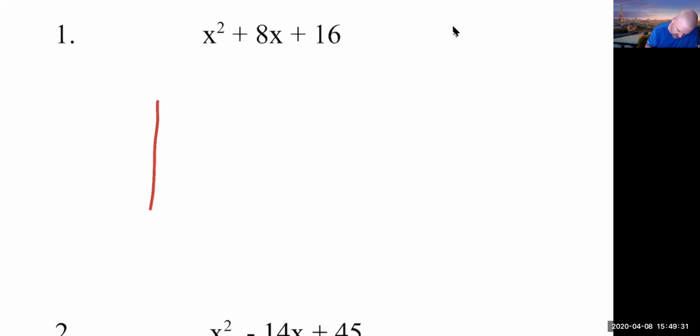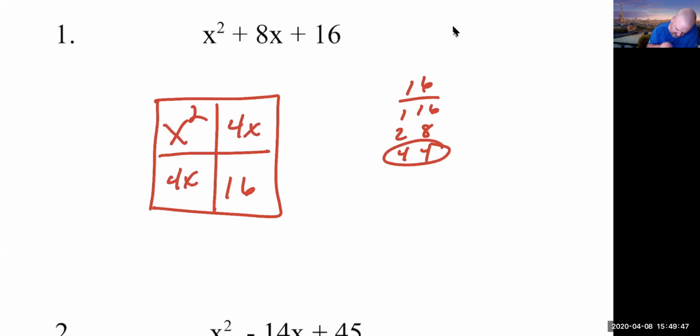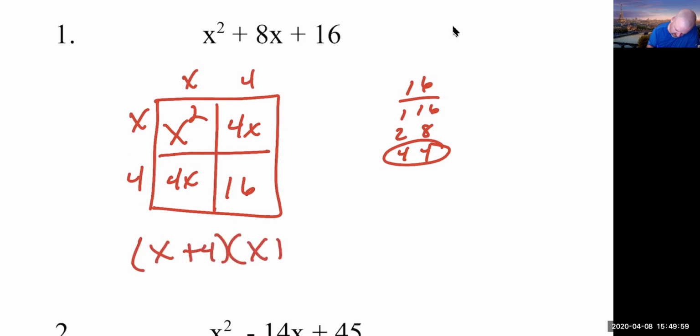So the first step we're going to do is draw a box. We put our x squared there, we put our 16 there, and we look for the factors of 16 that add up to 8. And the factors are 1 and 16, 2 and 8, and 4 and 4. So it's pretty obvious it's going to be 4x and 4x. So we take the GCF of that. It's going to be x here, 4 here. Up and down, it's going to have an x here and a 4 here for a combined x plus 4 times x plus 4.